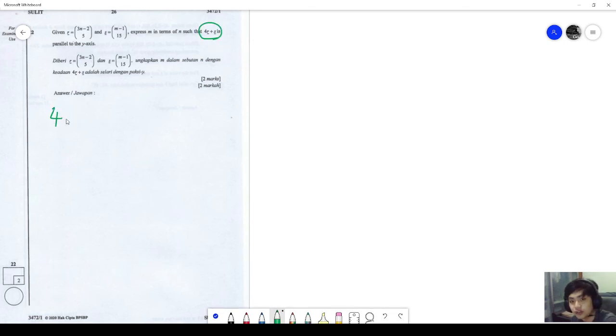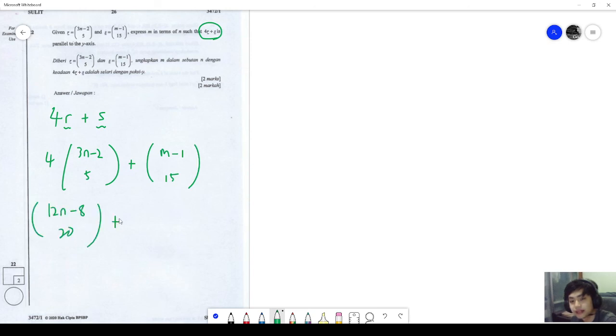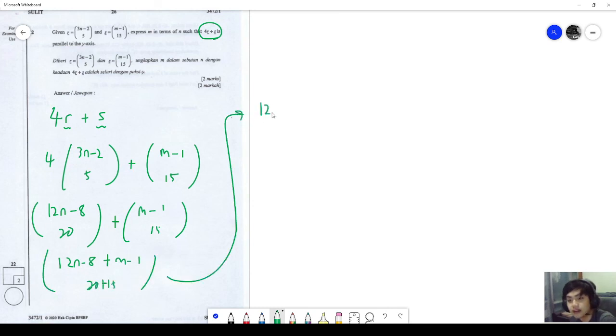So we just need to multiply in what we have. It's 4 times (3n minus 2, 5), plus s, which is (m minus 1, 15). So it's (12n minus 8, 20) plus (m minus 1, 15). So we have 12n minus 8 plus m minus 1, and 20 plus 15 here. So this is going to be (12n plus m minus 9, 35). So this is the vector that we're provided.